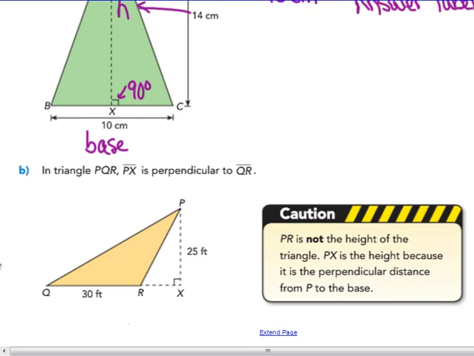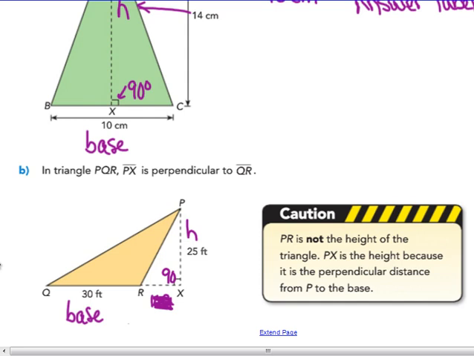In triangle PQR, PX is perpendicular to QR. So here's my 90 degrees. My height is 25. My base is 30. Sometimes the text will add another number on here, and students will think that, oh, my base is really 40. They add that little extra number in there. That is not part of the yellow triangle here. That's not part of the base. So we're not going to use that. My base is 30. My height is 25.